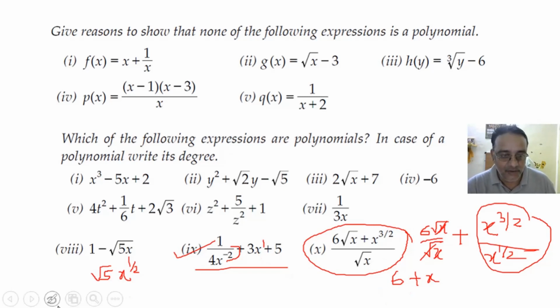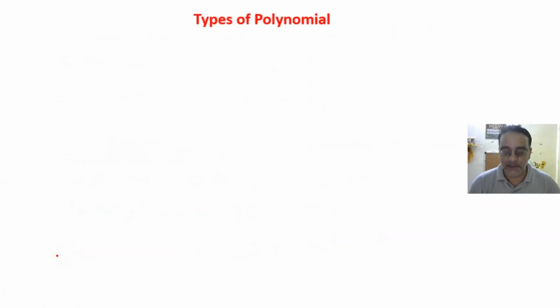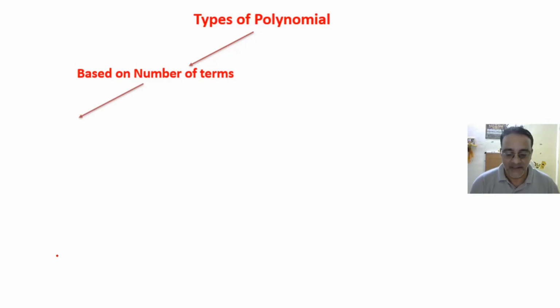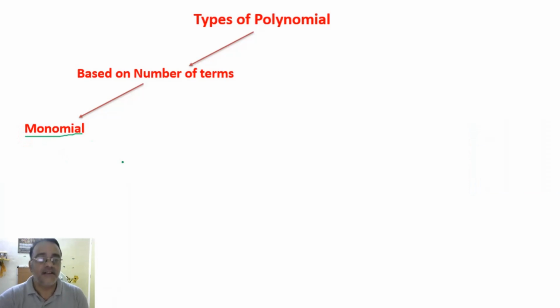Right, now let us move towards the next topic, types of polynomial. So polynomial can be categorized based on number of terms. So let us see the different types of polynomial based on number of terms. The first one is monomial. Monomial means the number of terms is 1. The second one is binomial. The number of terms is 2.